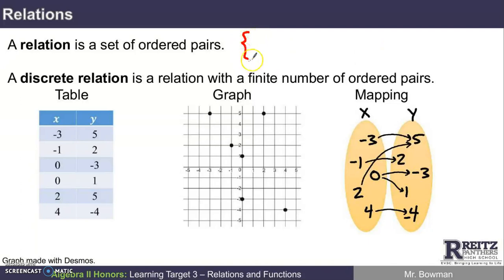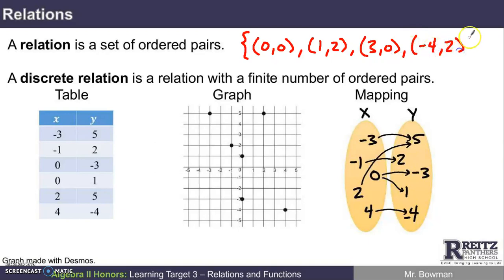In math, we often write sets starting with these curly brackets. It's the same symbol you would get on a keyboard if you held down Shift and hit the square bracket button to the right of the P. So a set of ordered pairs might look like this: (0, 0), (1, 2), (3, 0), (-4, 2). That could be one example of a relation.